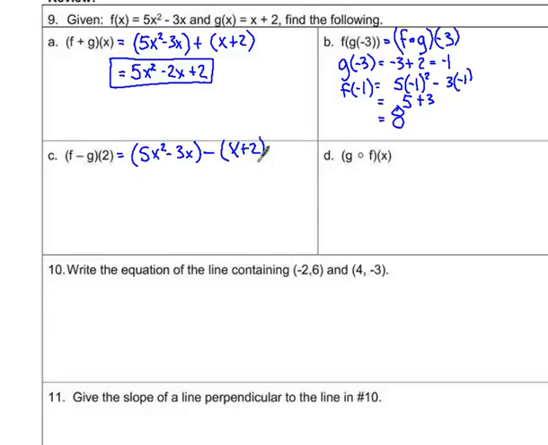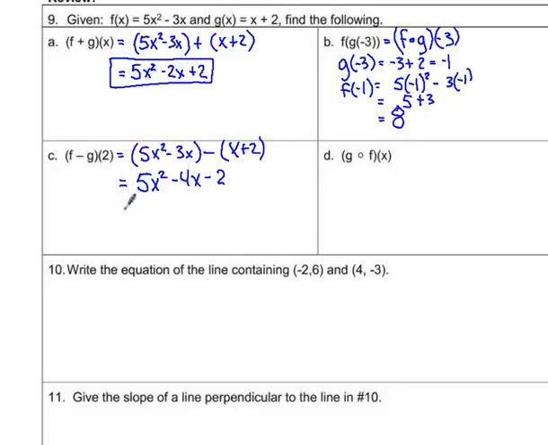All right. Combining like terms, there's nothing to combine with 5x squared. We have negative 3x minus another x, so we get minus 4x. And we are subtracting a positive 2, so it is minus 2.